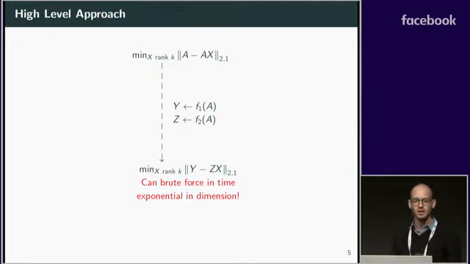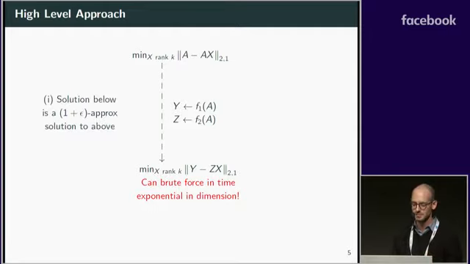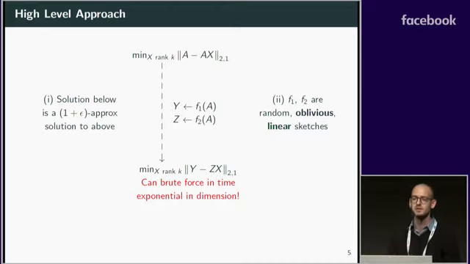Now I claim if we show three things, we'll have shown our claim. The first is that the solution below is indeed a 1 plus epsilon approximate solution to the first problem. The second is that f1 and f2, these functions, are what's called oblivious linear sketches, which means that they're linear functions, so they're matrices, and the entries of these matrices do not depend on A. This means we can compute these matrices without even seeing A in the first place, and then exploit linearity. As every incoming data point comes in, we apply this matrix to that data point and add it to what we've seen before.